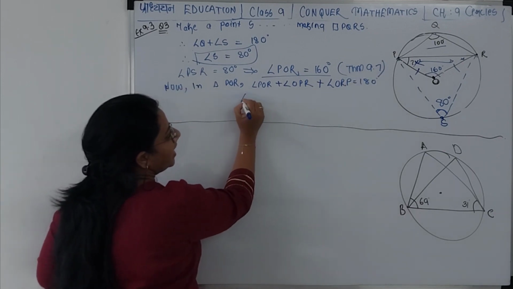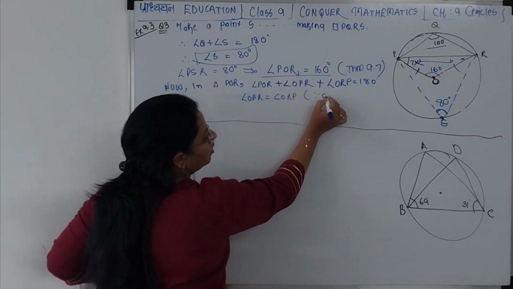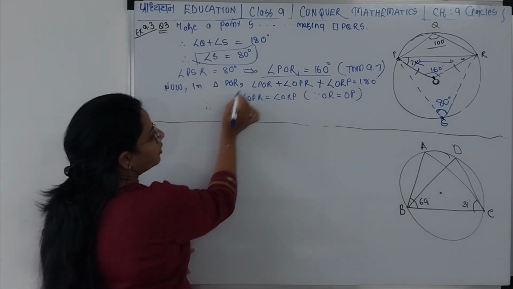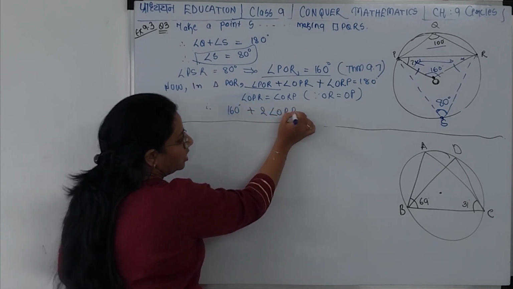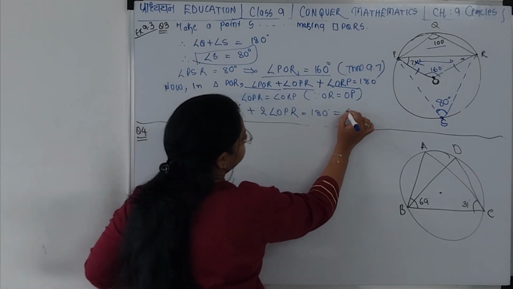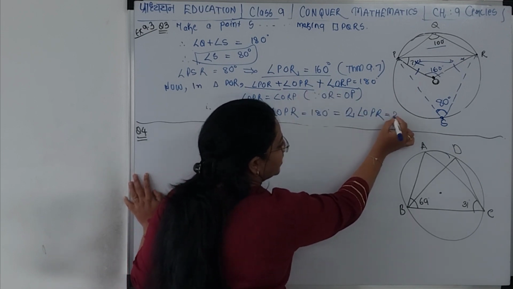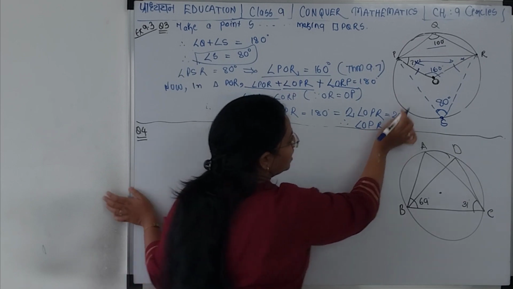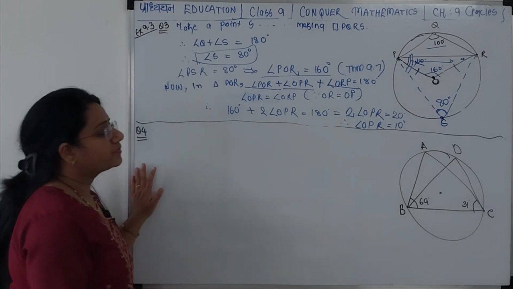But we say angle OPR is equal to angle ORP. Why? Because OP and OR are equal as the radii. Therefore, 160 plus 2 times OPR, because OPR and ORP are equal, we have 180. Therefore, 2 times OPR is 180 minus 160, which is 20, and therefore angle OPR is 10 degrees. This angle comes out to be 10 degrees. Clear? Is that clear? Okay.